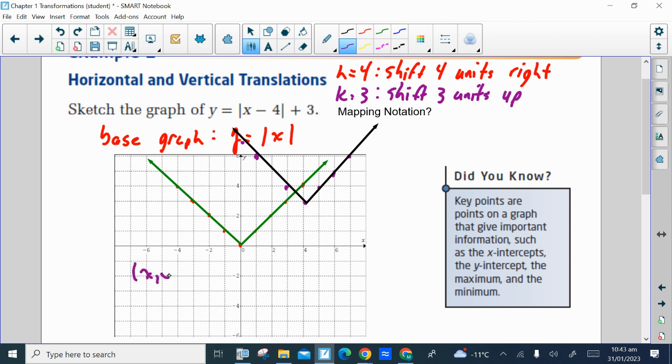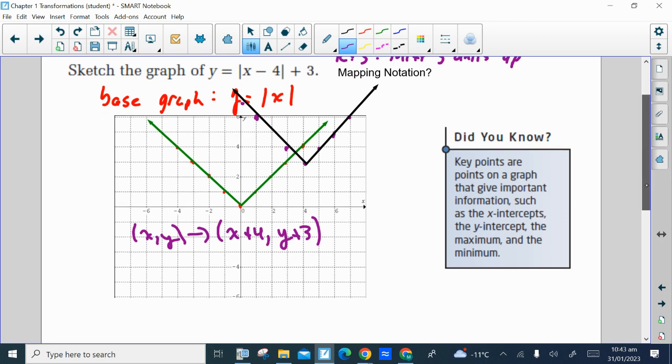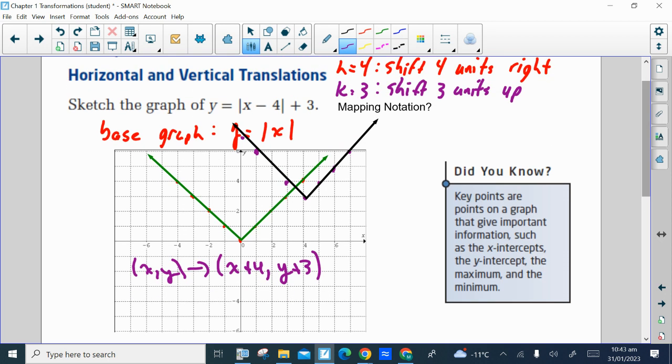And our mapping notation: we went 4 to the right, so we added 4 onto the x values. We went 3 up, so we added 3 to the y values. So again, you need to memorize this. You need to be able to look at a function with these parameters in there and know what it does to the base graph. You're going to be tested on this several times throughout the course.